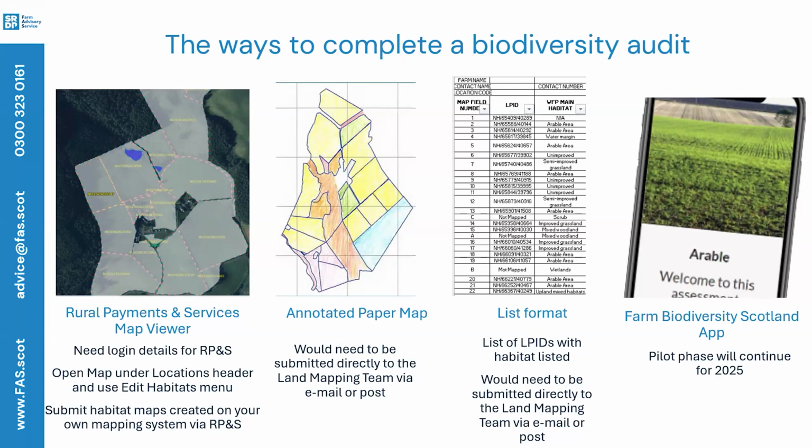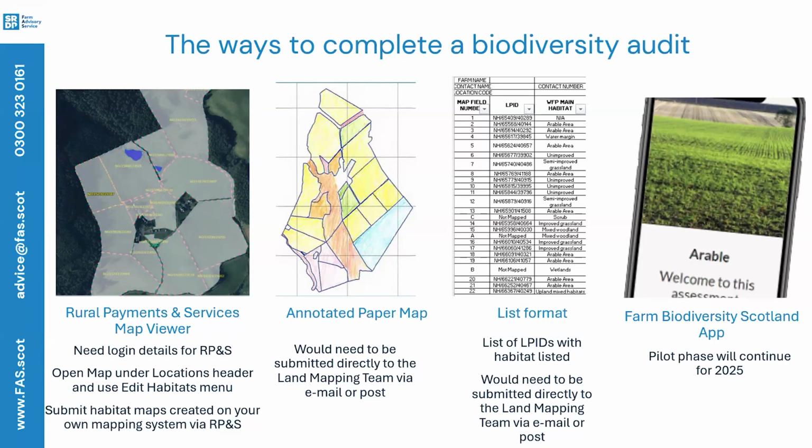The third is the list format. That method involves a list of LPIDs, so the identifier numbers for those fields, and a list of all those LPIDs for your farm, and then beside that, the main habitat in each field. That one can work well where there is just a single habitat per field, and it's all quite nice and succinct and tidy. But again, that one is supplied directly to the land mapping team. And we'll share details on how you do that as part of the next section of the webinar.